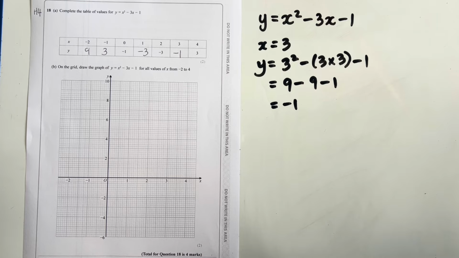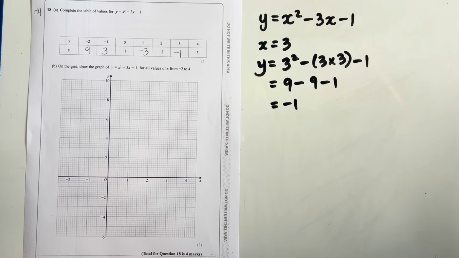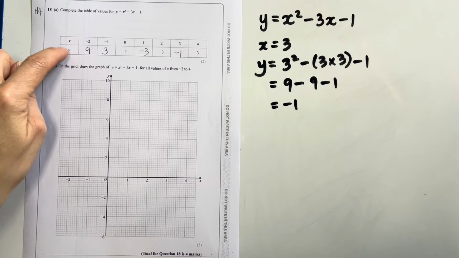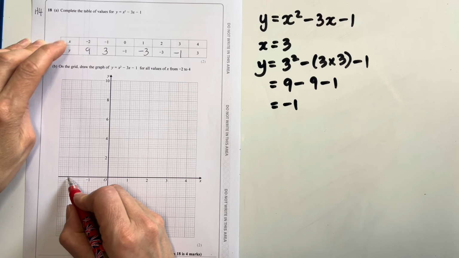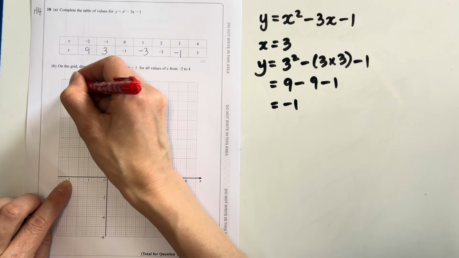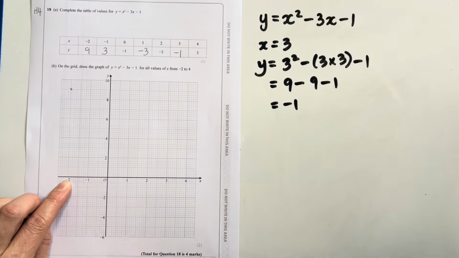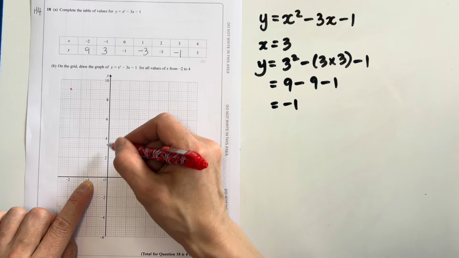We're then asked to, on the grid, draw the graph y equals x squared, take away 3x, take away 1, for all of the values of x from negative 2 to 4. So all we do here is look at our x and y coordinates from the table. So when x is negative 2, y is 9. So we're going to go negative 2, 9, and we're going to mark it there. Then we've got x is negative 1 when y is 3.